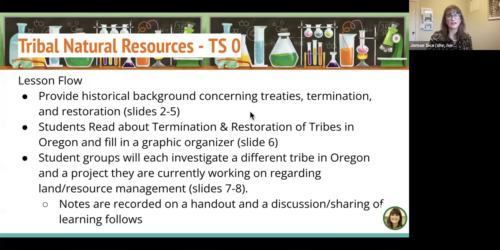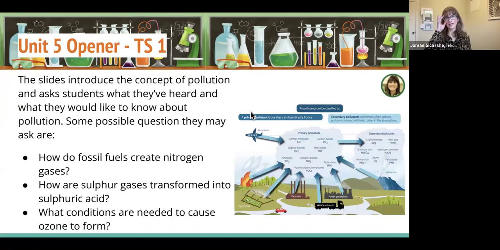Okay, so now we are going to go on to talking about our Task Set Unit 5 opener. The set of slides that goes with task set 1 really introduces this idea about pollution. It asks students what they would like to know about pollution. I really like this graphic that shows primary pollutants and secondary pollutants. This is why we really wanted to tie together the air pollution and the water pollution, especially because the nitrogen and the sulfur gases mix with water in the air and then form sulfuric acid and nitric acid, which comes down as acid rain. So you'll see those themes and those reactions coming back up over and over again.